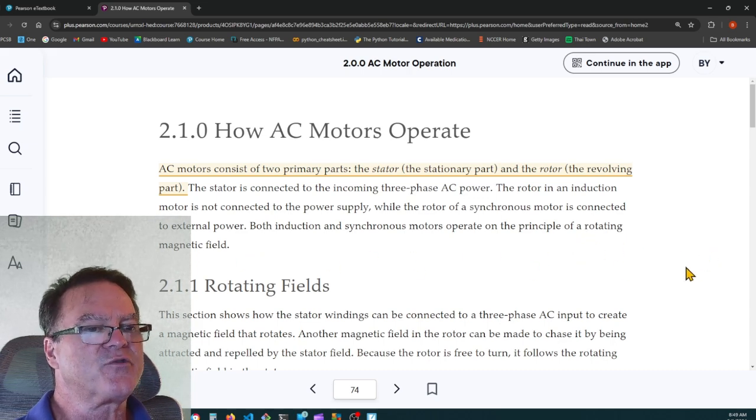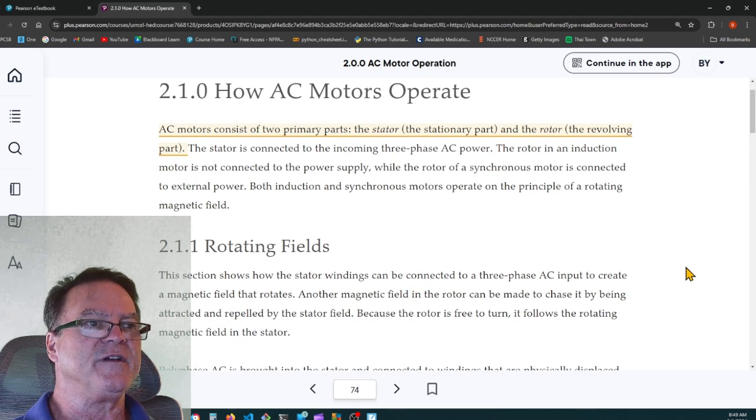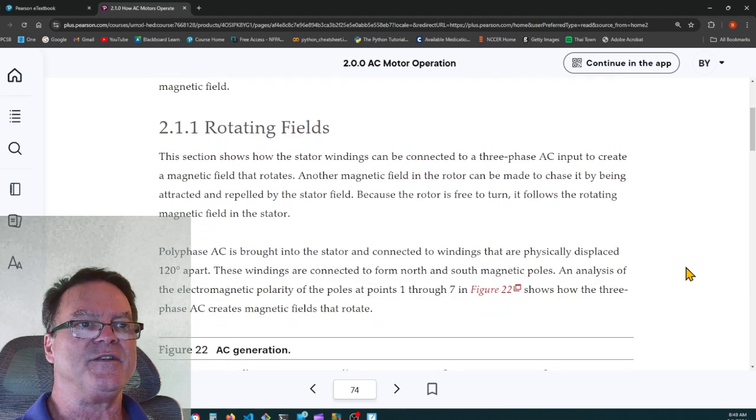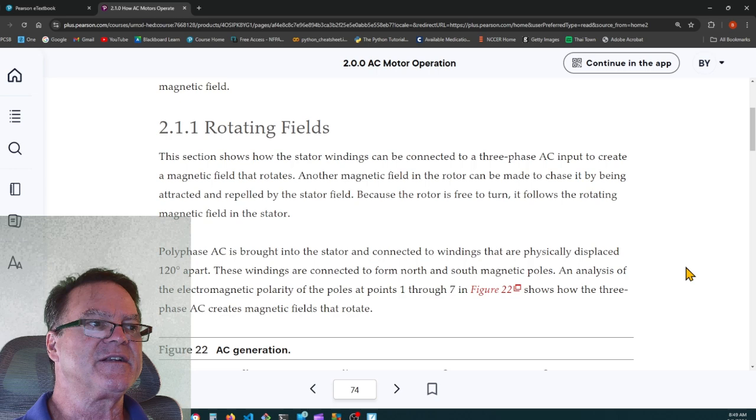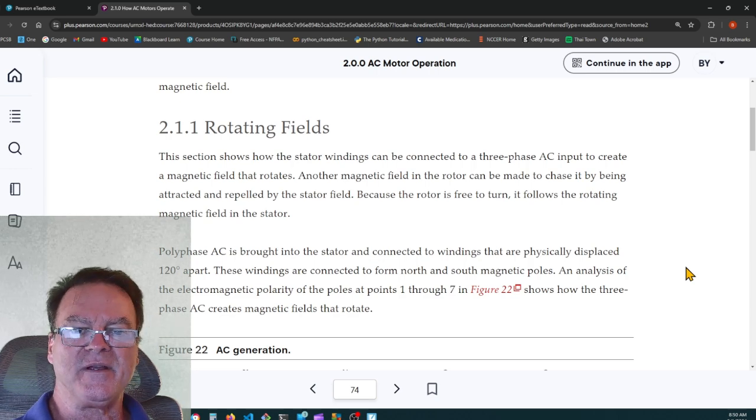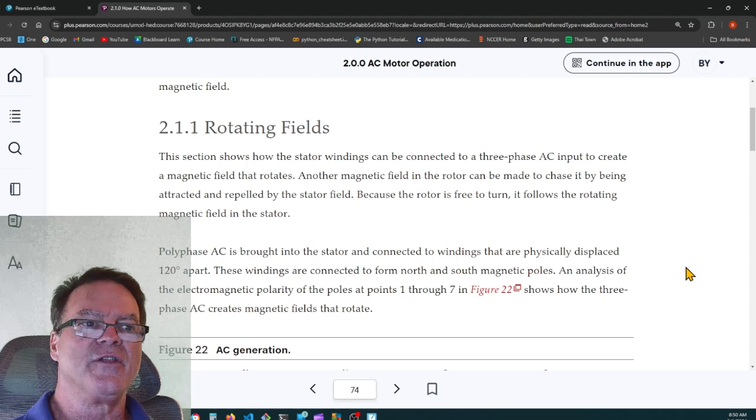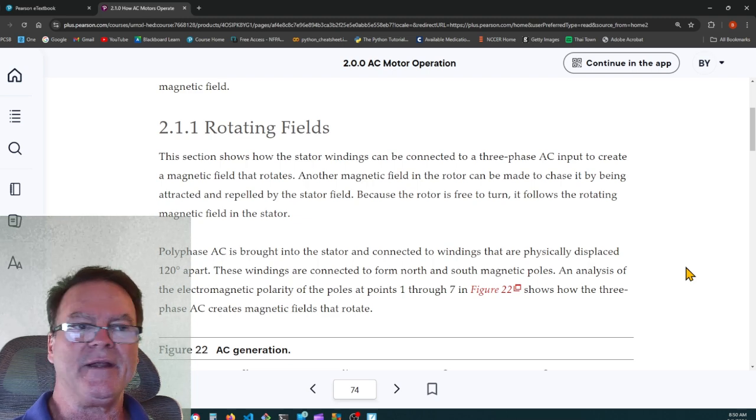So they're describing a three-phase motor, a polyphase motor. And you have a rotating magnetic field in the stator. The stator is connected to the incoming power, and because it is three-phase and those phases are sine waves, you're going to change the north and the south poles through those windings.